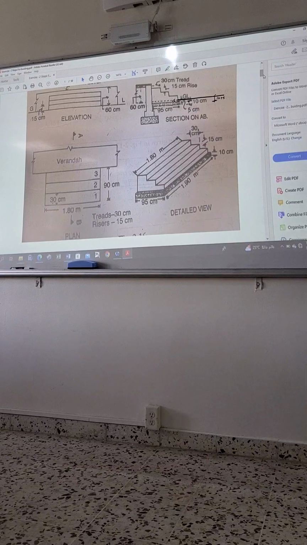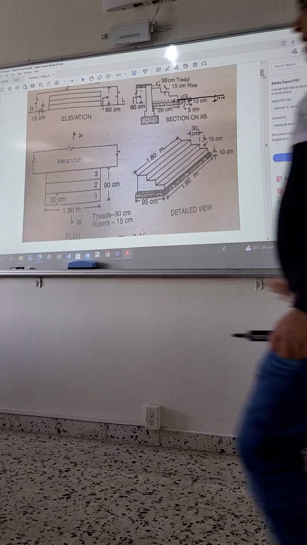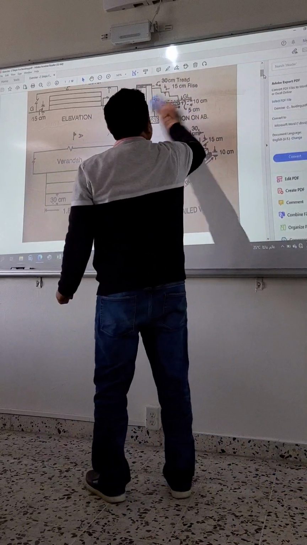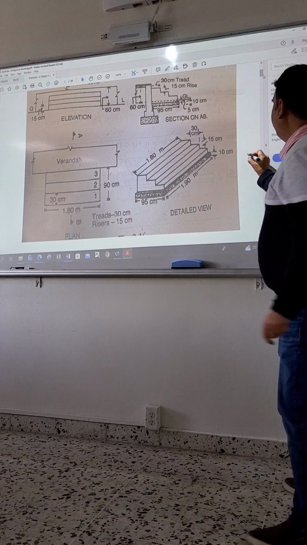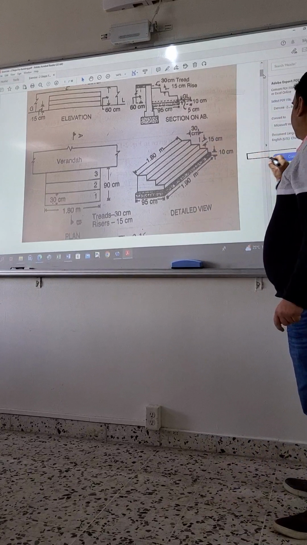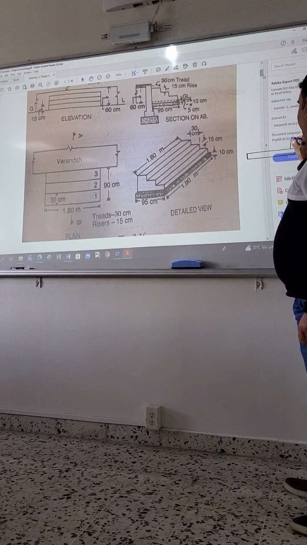Just here, earthwork: if you calculate earthwork, it is equal to 1.9 multiplied by 0.95. What is the height? 0.15. Clear? Got it? No, it is shown in the drawing. Is the 5 centimeter concrete or soil? This is your PCC. Okay, and then the steps start from here.